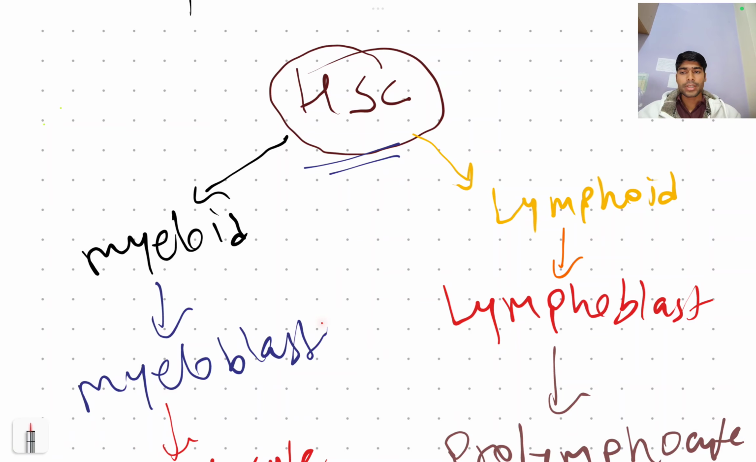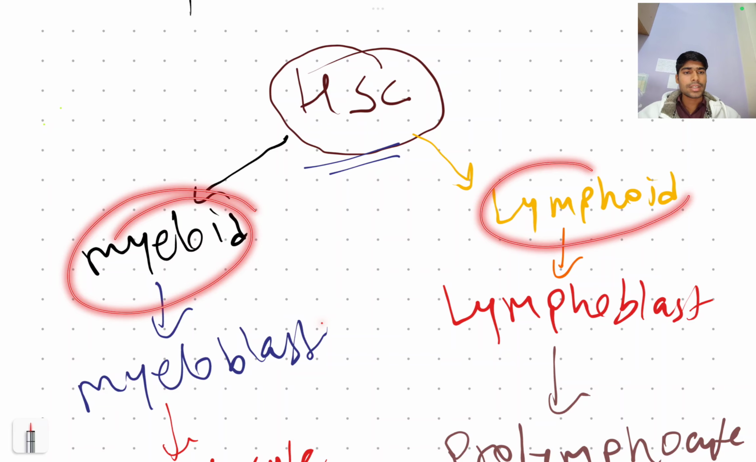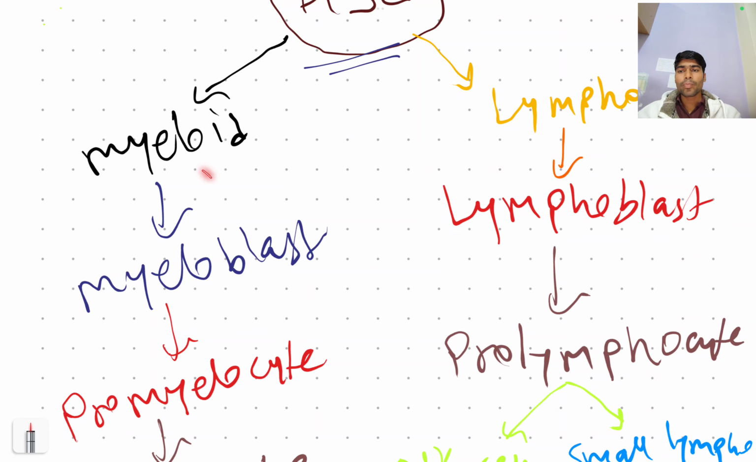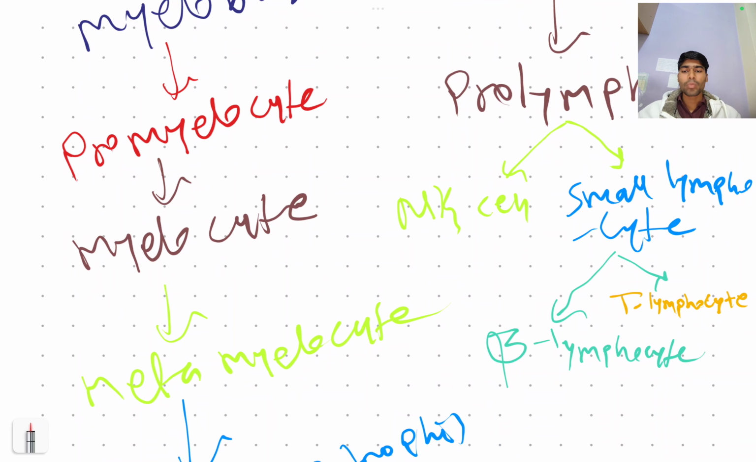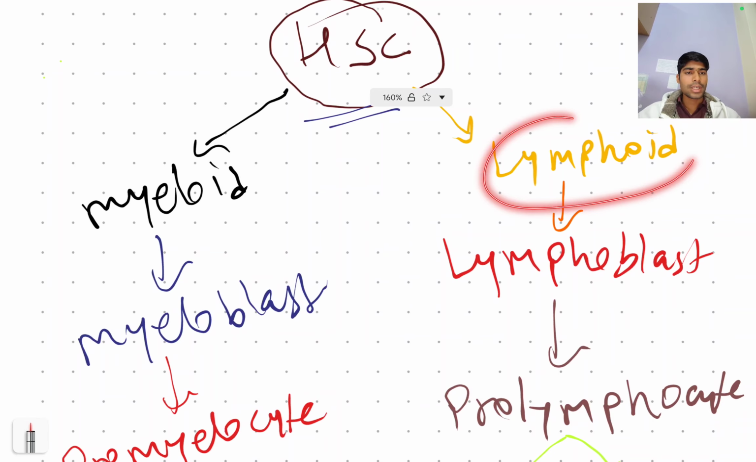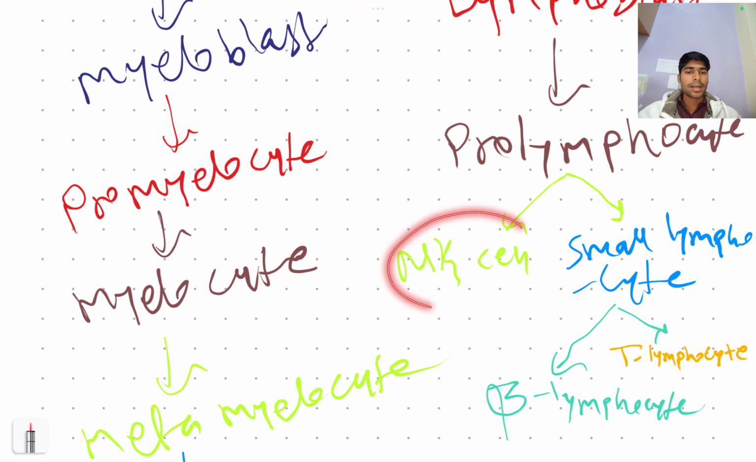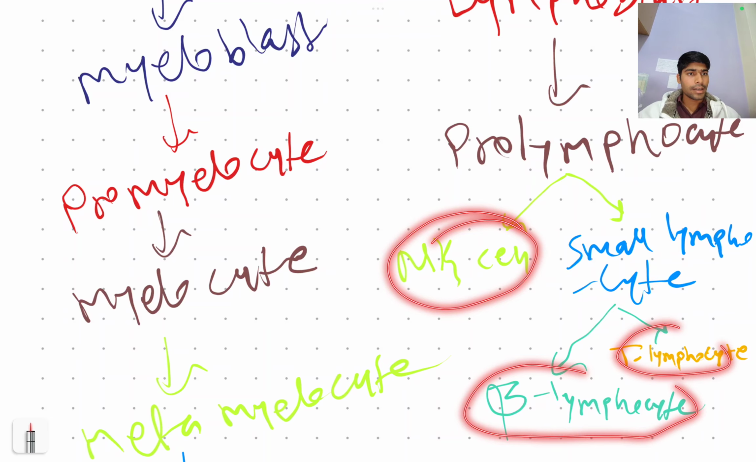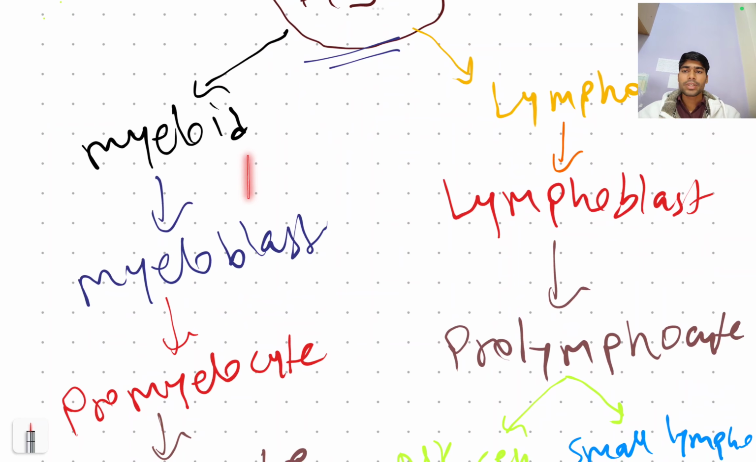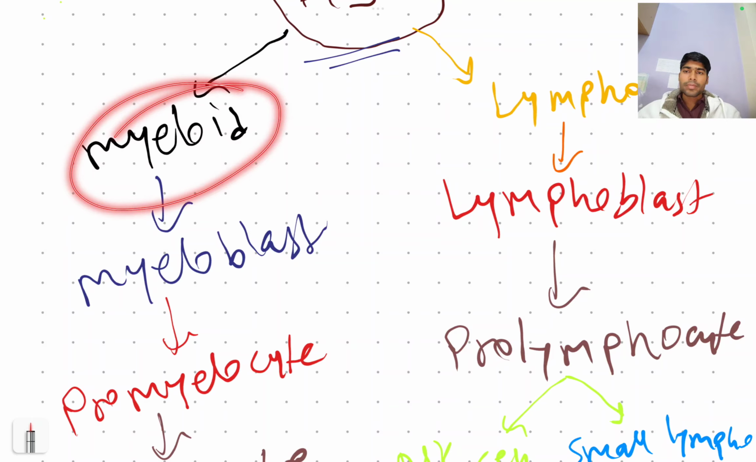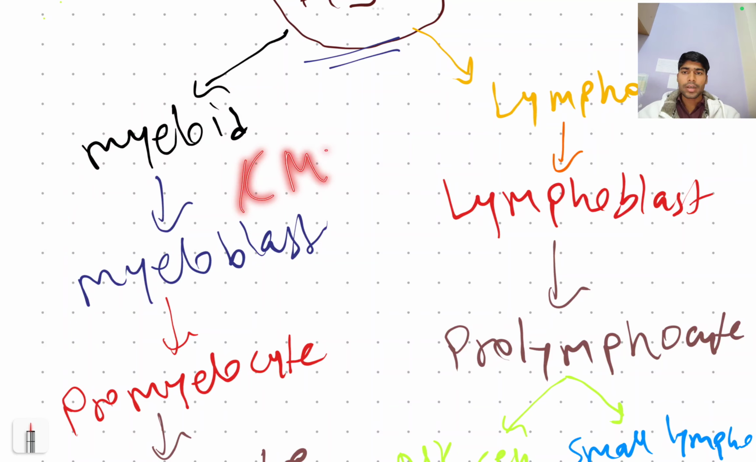and it has two series. One is myeloid series and another is lymphoid series. From myeloid series, we get RBCs, neutrophils, granulophils, monocytes, alright. And from lymphoid series, we get three cells: natural killer cells, B lymphocyte, and T lymphocytes. Alright. So we need to know the steps in myeloid series and lymphoid series. Myeloid series will be useful in AML, and lymphoid series will be useful in ALL.